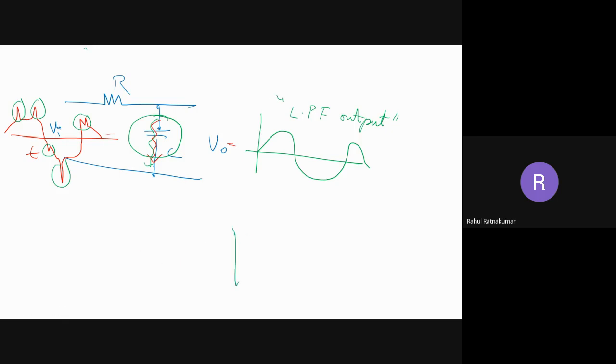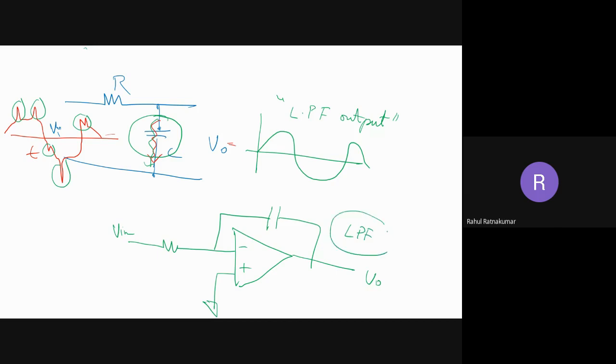So now to design this, what will we do? We can use a resistance and a feedback capacitance, and we can give the input here. So this acts as a low pass filter using an op-amp. We have done nothing new, we have just implemented the same thing which we understood conceptually. We know this is a low pass filter.